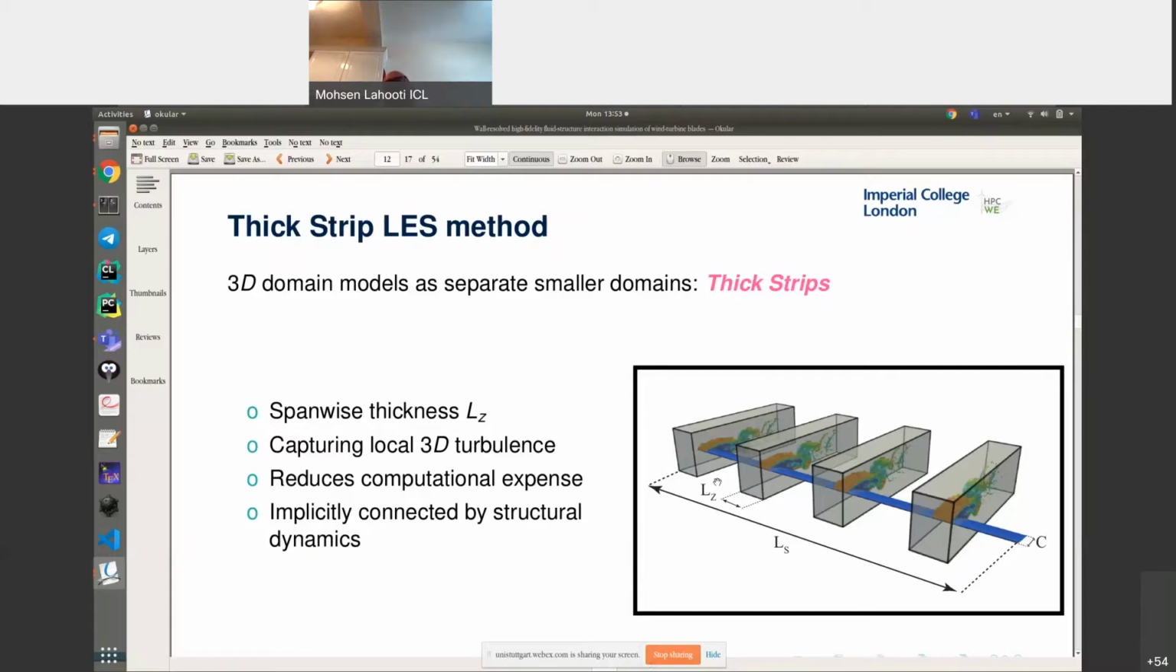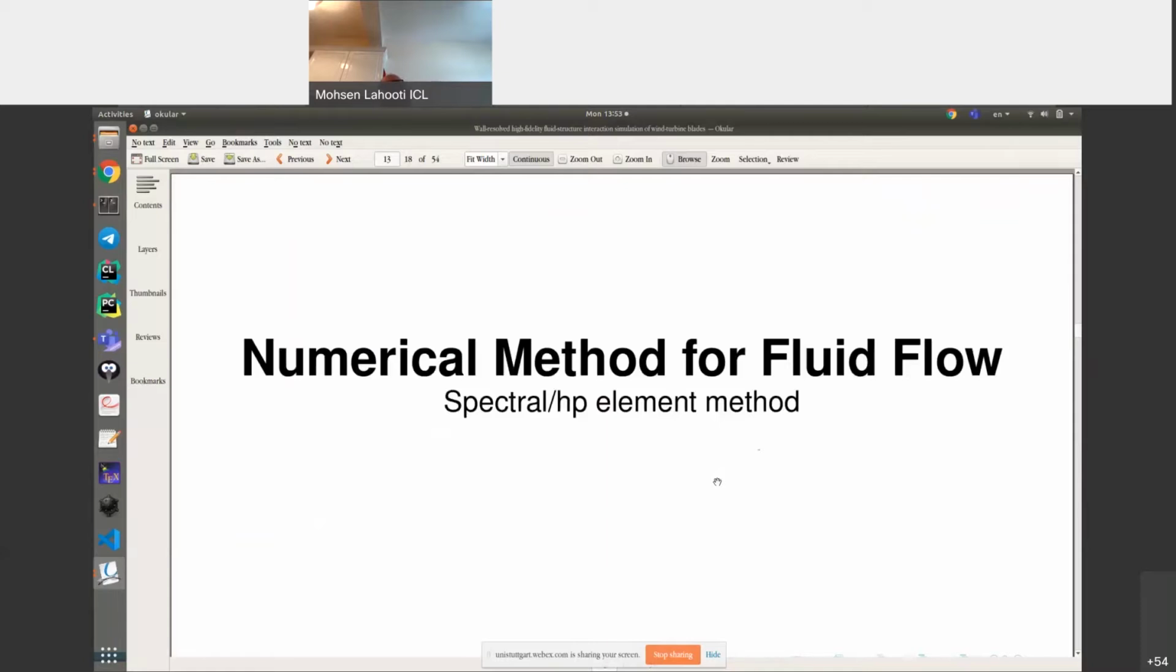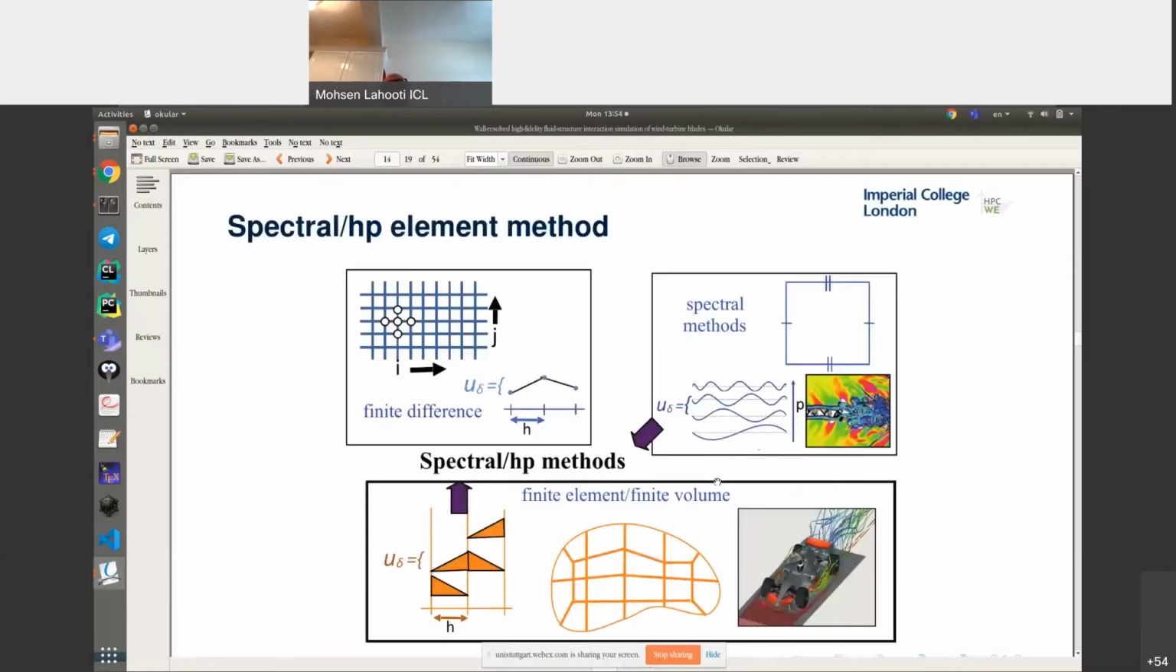These strips are not directly connected to each other in terms of the flow dynamics, but they affect each other implicitly through the structural dynamics. The numerical method that we're using for the fluid flow is the spectral/hp element method. It's a high order finite element approach.